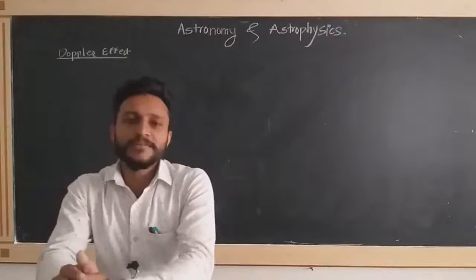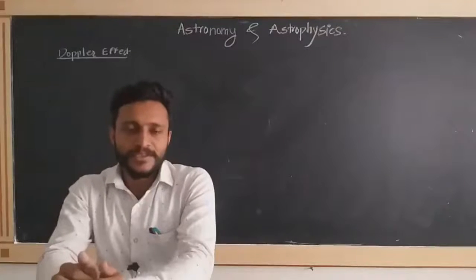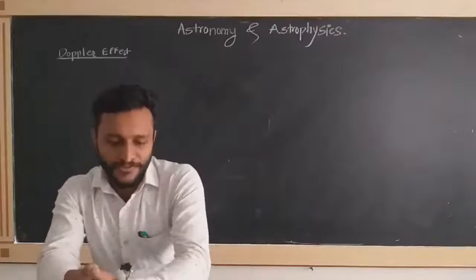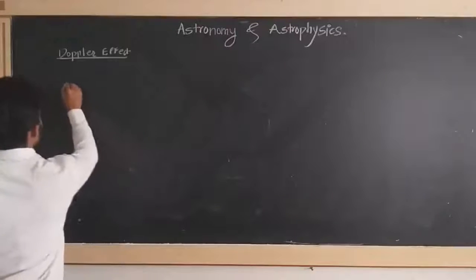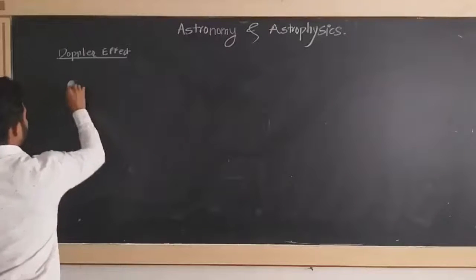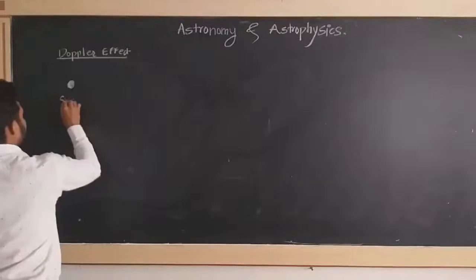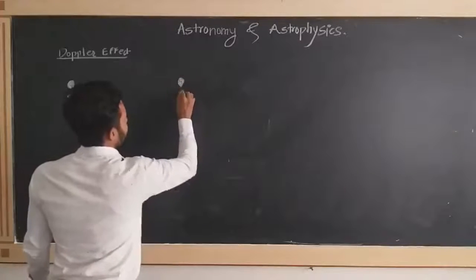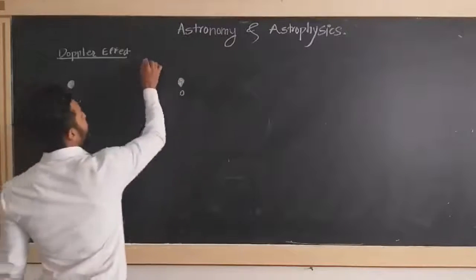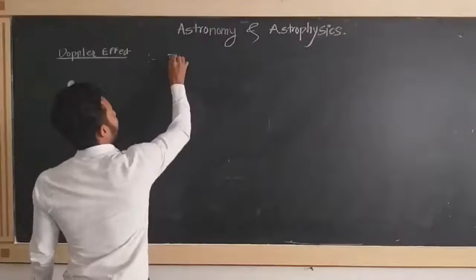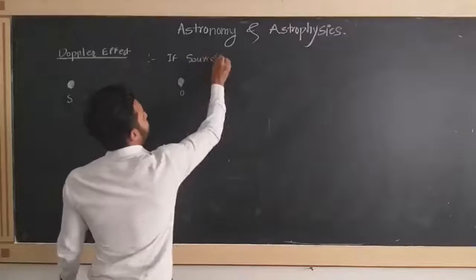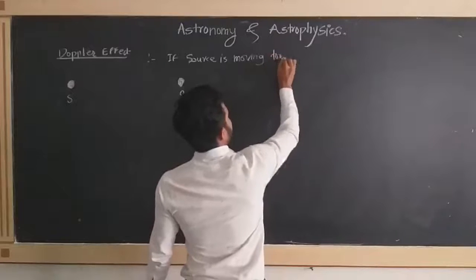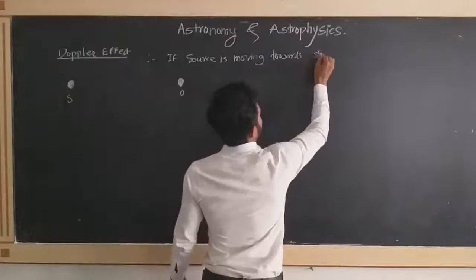The Doppler effect is nothing but the apparent change in frequency due to the relative motion of the observer and the source. So if we consider the source here, a source of light, and the observer is stationary. So the case is that the source is moving towards the stationary observer.